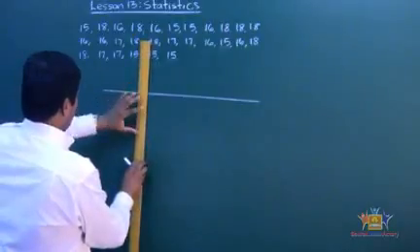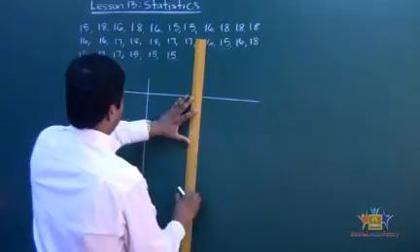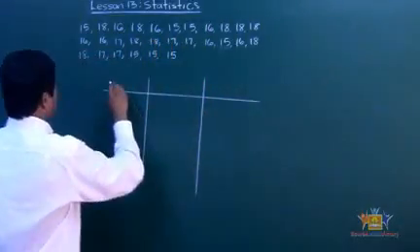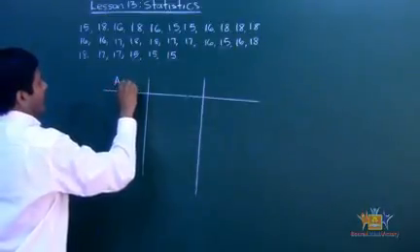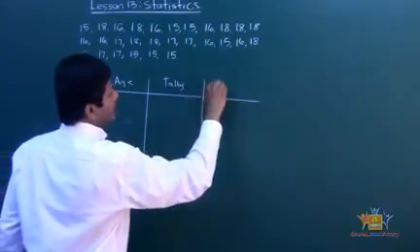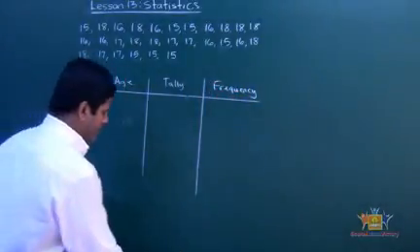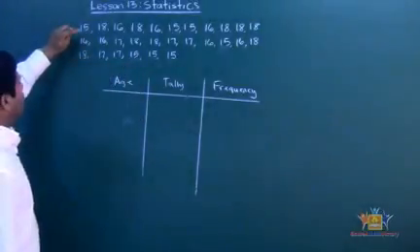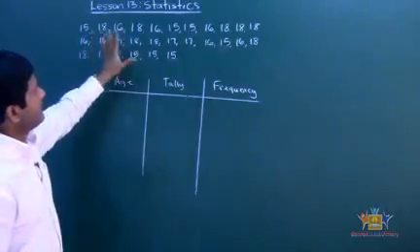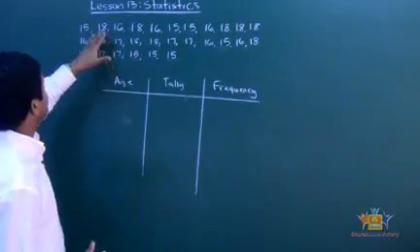So let's put the first column, and then we're going to put a second column, and then that's the third column right there. Okay, so first column we're going to label as the age, and then the second column as the tally, and then the third column is going to be the frequency. Okay, let's start with the age. Let's find out the ages. Okay, so we have 15, 18, 16, and 17. Is there anything other than that? No. So we're only dealing with 15, 16, 17, and 18.